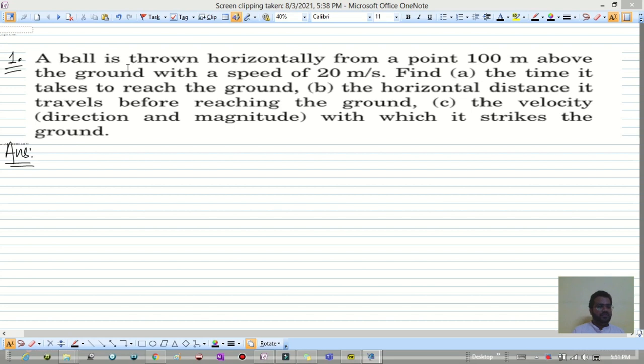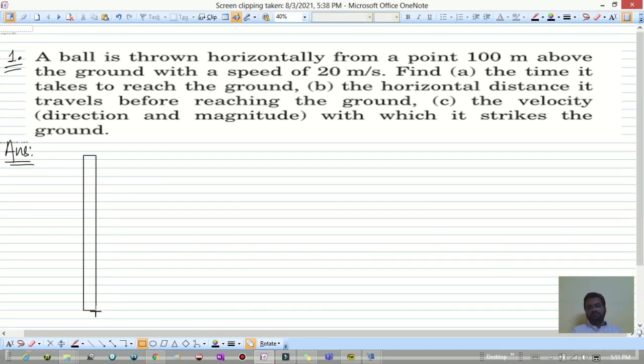So let's start with projectile motion DPP3, and in this we have the first question. A ball is thrown horizontally from a point 100 meter above the ground with a speed 20 meter per second. We have to find the time it takes to reach the ground, the horizontal distance it travels before reaching the ground, and the velocity with which it strikes the ground. Okay, so these three quantities we need to find out.